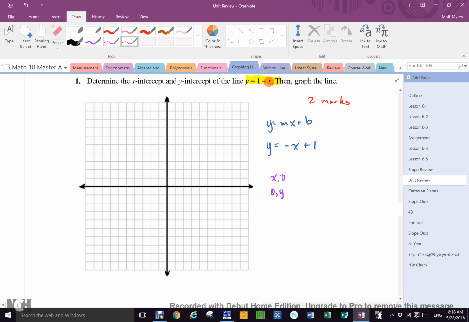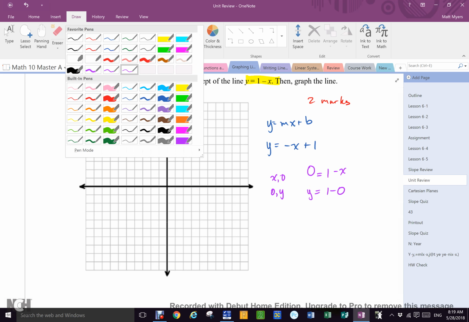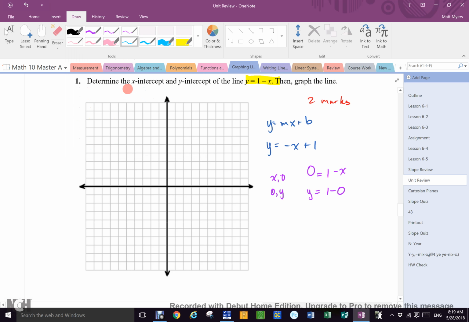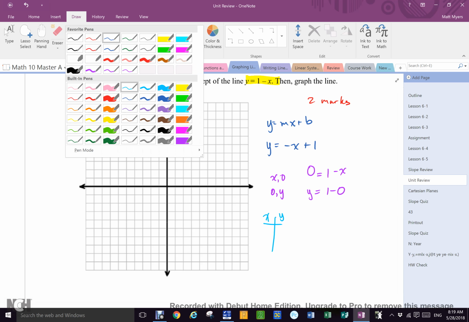0, for x. And then what goes there? 0, for y. So you could have done that move, which would have gotten you 0 equals 1 minus x, and y equals 1 minus 0. You could have done that. What's your third option? You could have done a table of values and graphed it that way. Everyone should have been able to do one of those three.